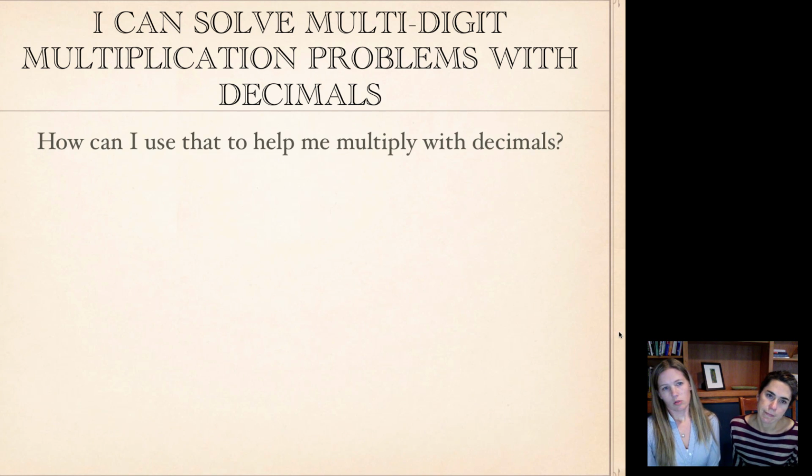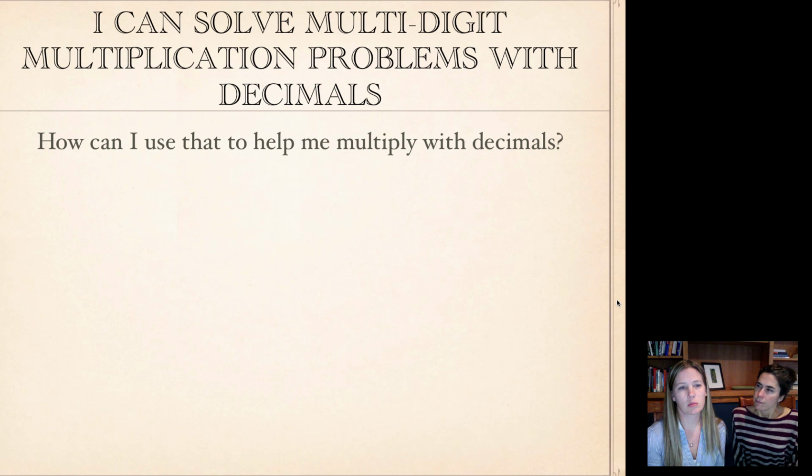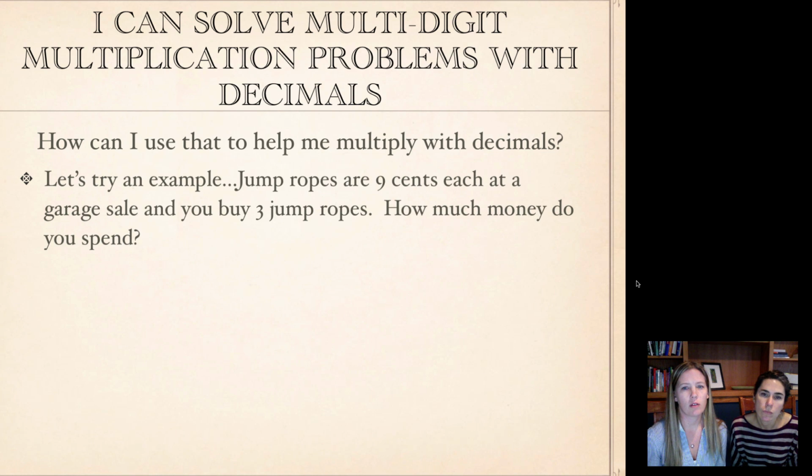So we are going to do some examples, like always. How can you use that to help you when you're multiplying by decimals? We're going to think of jump ropes. Jump ropes are 9 cents each at a garage sale, and you buy 3. Really good deal. They must be used. You buy 3 of them, so how much did you spend? You would multiply 9 cents times 3.